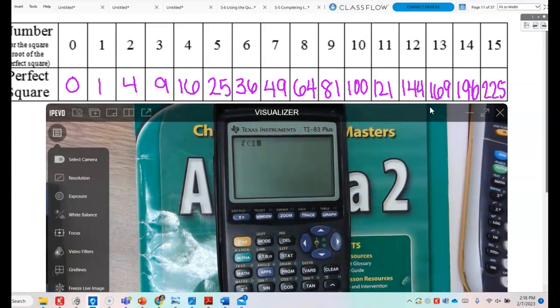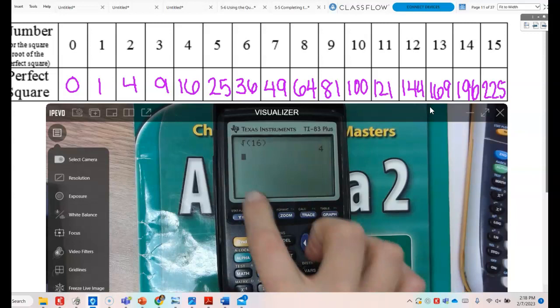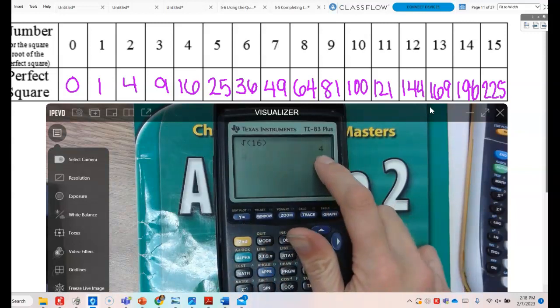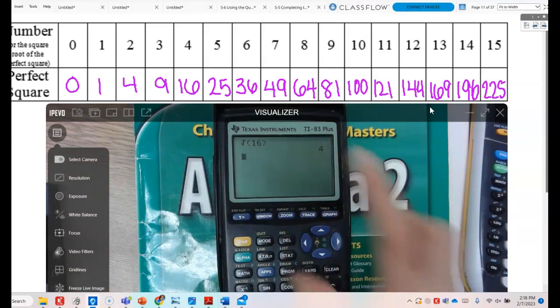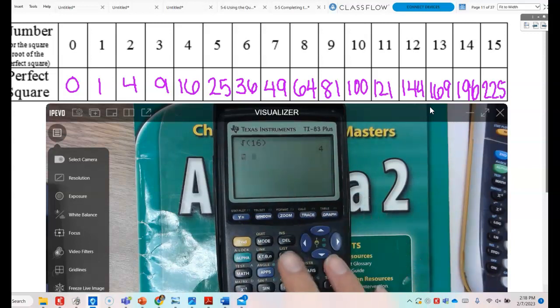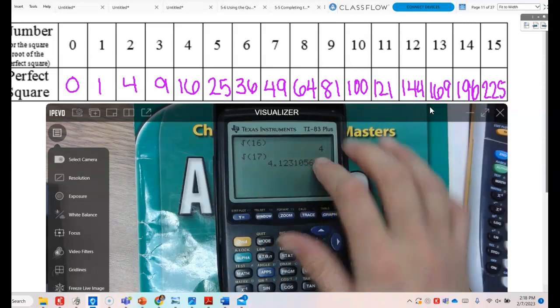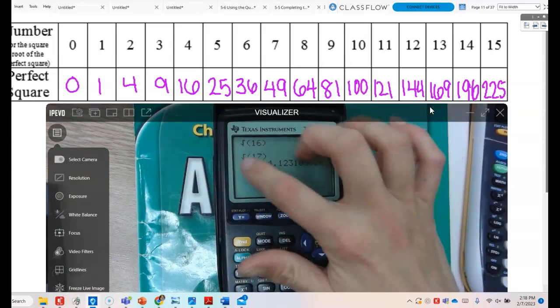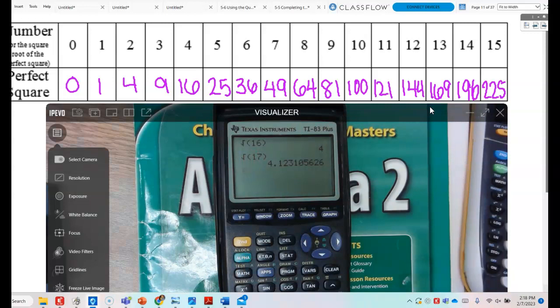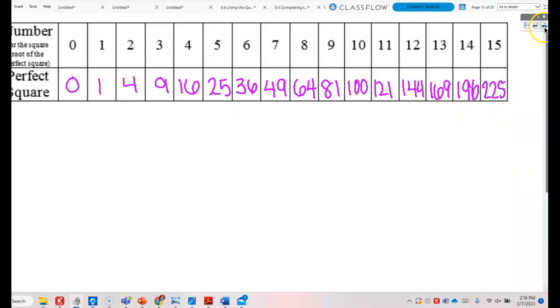And like I said, if it's a perfect square, like 16, you will get a whole number. If it is a non-perfect square, like 17, you get a decimal. So on your homework, I would want you to leave it as the square root of 17. If it is one of these perfect squares, then I want you to give it as the simplified value. If it is a non-perfect square, you leave it as the square root of 17.